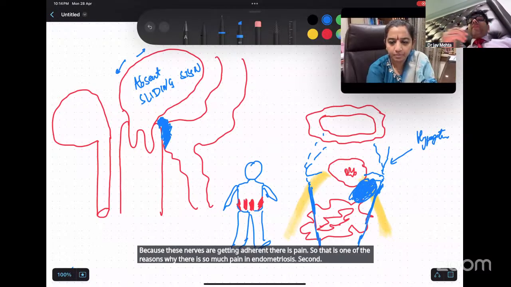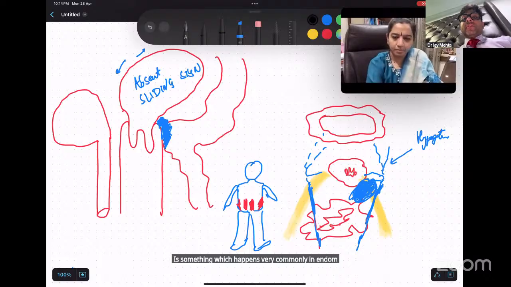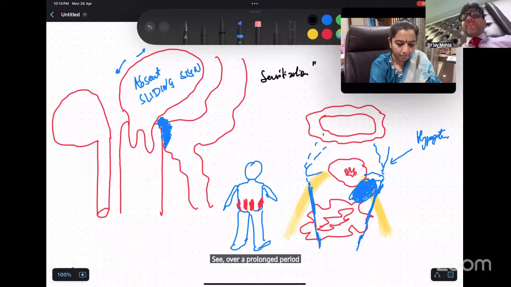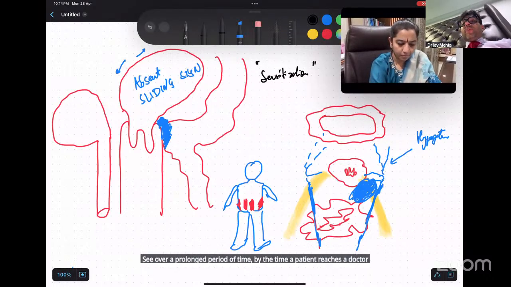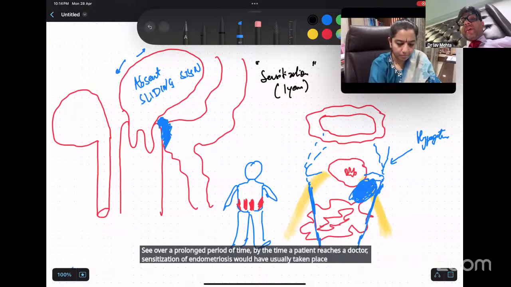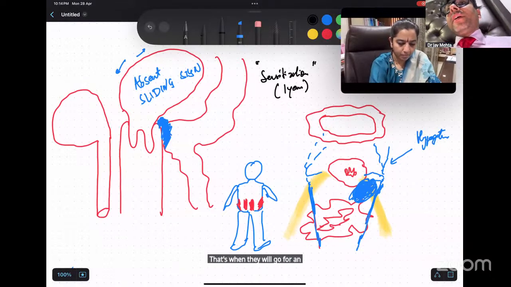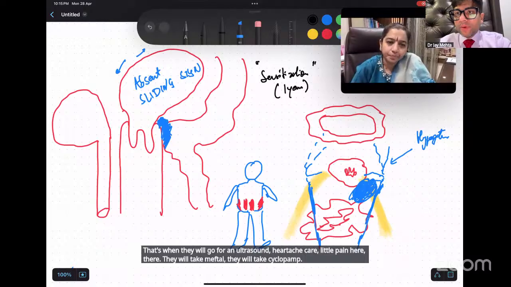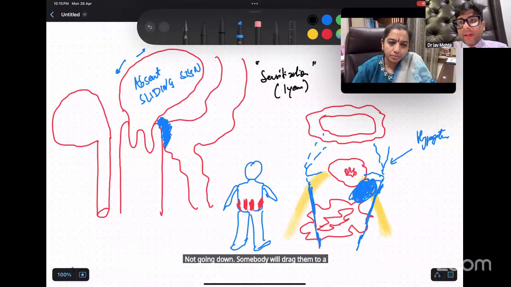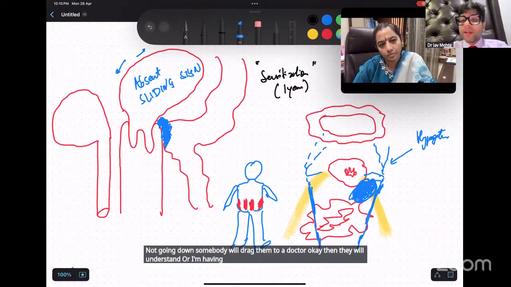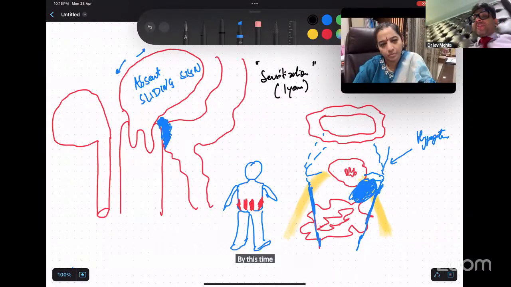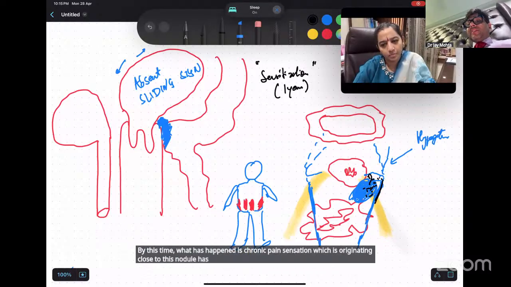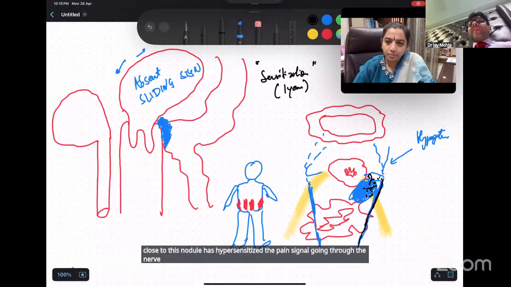Second is something which happens very commonly in endometriosis, and that is called sensitization. See, over a prolonged period of time, by the time a patient reaches a doctor, sensitization would usually have taken place for around 1 year. That's when they will go for an ultrasound. Okay, a little pain here, there. They will take Meftal, they will take Cyclopam. Pain is not going down. Somebody will drag them to a doctor. Then they will understand, oh, I am having endometriosis. By this time, what has happened is chronic pain sensation, which is originating close to this nodule, has hypersensitized the pain signal going through the nerve, through the back, and finally into the brain.